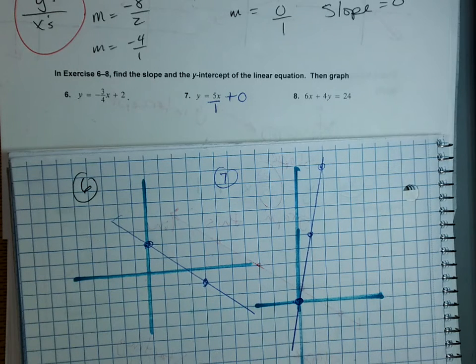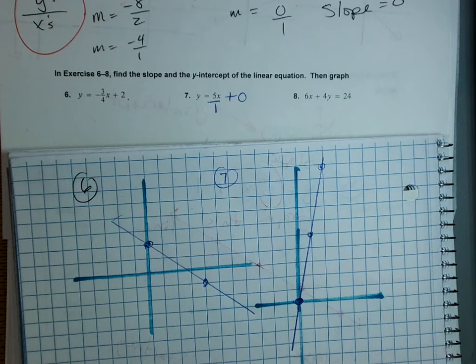So the hard way is to solve for y, okay? I'm going to bring over this minus 6x, minus 6x. Then I'm going to have 4y equals 24 minus 6x. Then I'm going to divide by 4. I get y equals 6 minus, if I reduce this, 3 over 2x. So I would start at 6 and then go down 3 over 2. Start at 6, down 3 over 2, okay?